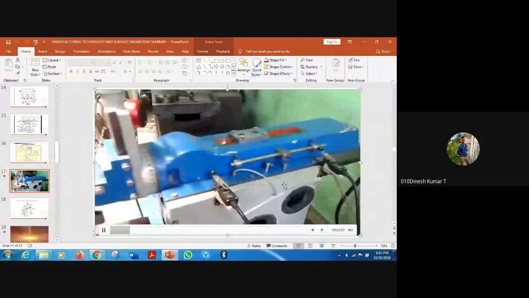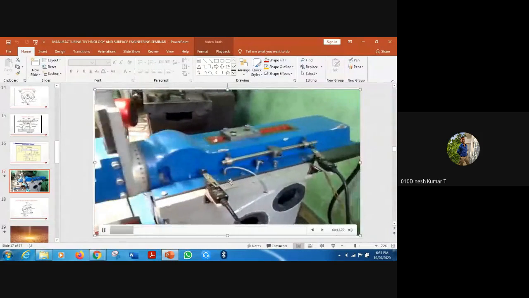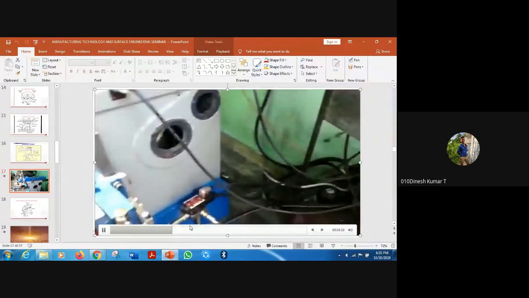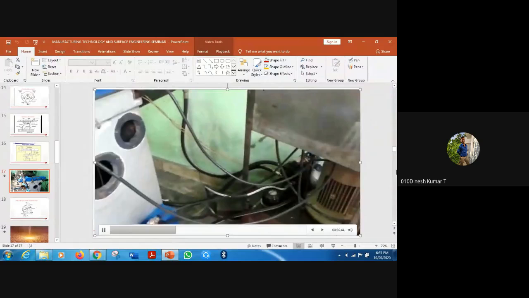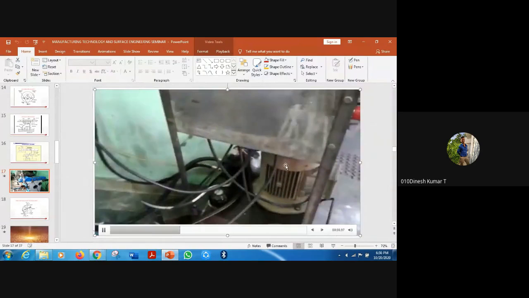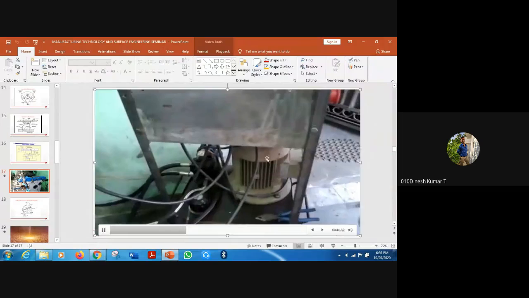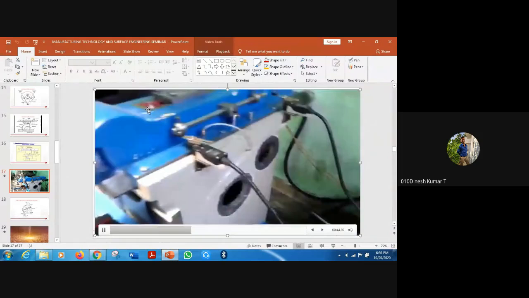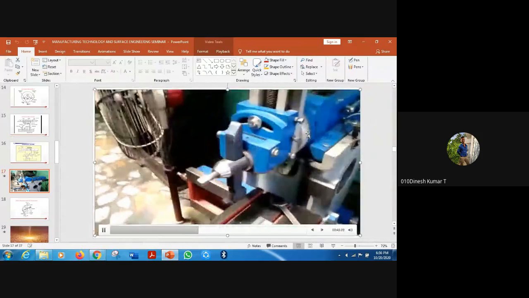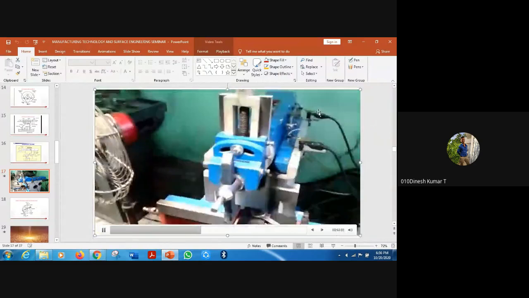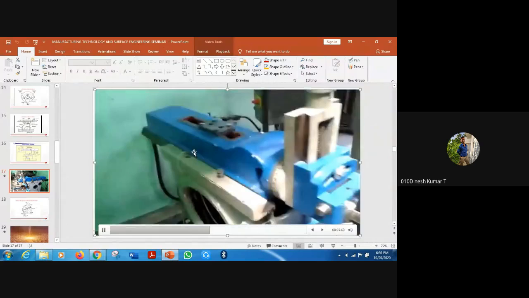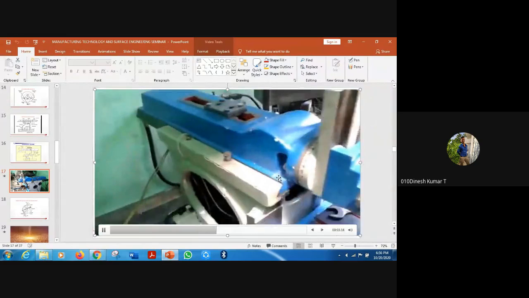So, smooth operation. See the oil reservoir: the pump sucks the oil and pumps it at high pressure. See, there is a delivery pipe that goes to the machine. Smooth operation. At the end of the piston connecting rod, a ram is used so that the forward and return strokes can be performed in a smooth and controlled manner.